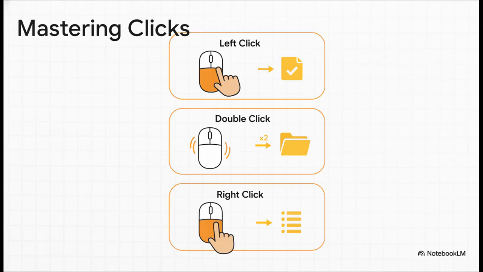Right, so now that we know how to point, let's talk about how we actually take action. The absolute crucial step here is mastering the clicks. First up, we've got the left click. This is your main tool for selecting things. Think of it like pointing at something in a store and saying, "Hey, I want to look at this one."